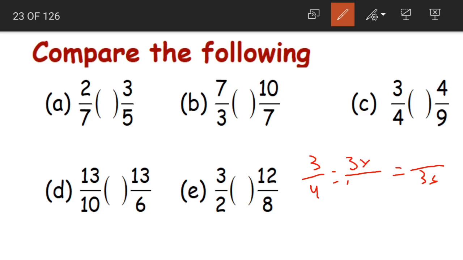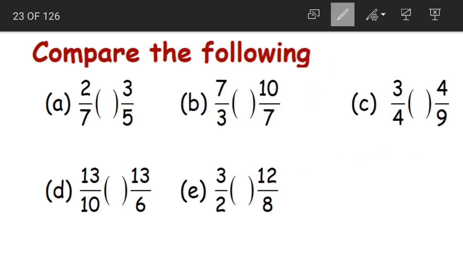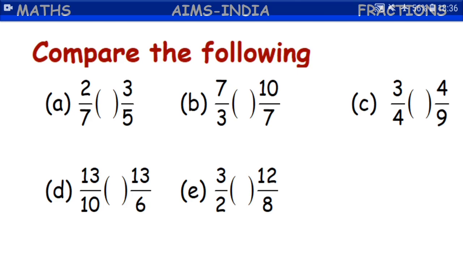So we have 4 9s are 36 and 3 9s are 27. What will 4 by 9 become children? We have 9 4s are 36. So 4 4s are 16. Now that like fractions are 27 by 36 and 16 by 36. Now which is the greater one? 27 is the greater number. So 3 by 4 is greater than our 4 by 9. Okay. I hope you can solve questions D and E, right?